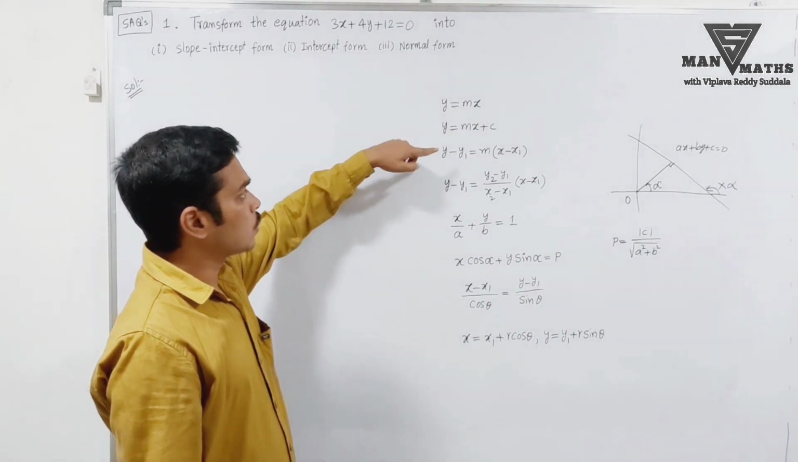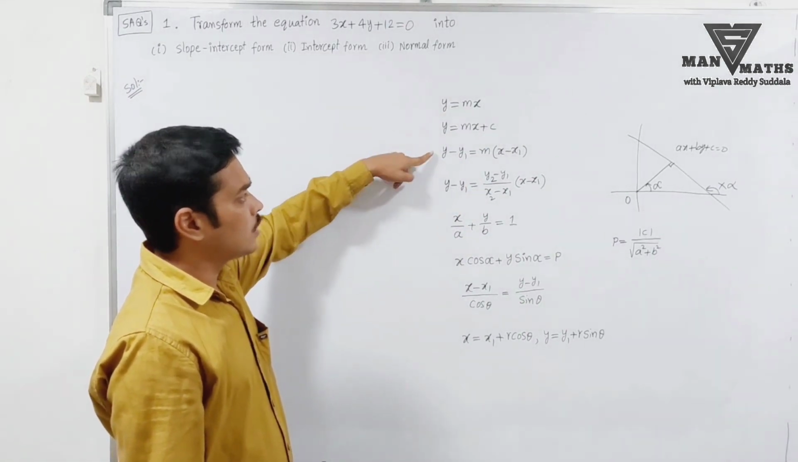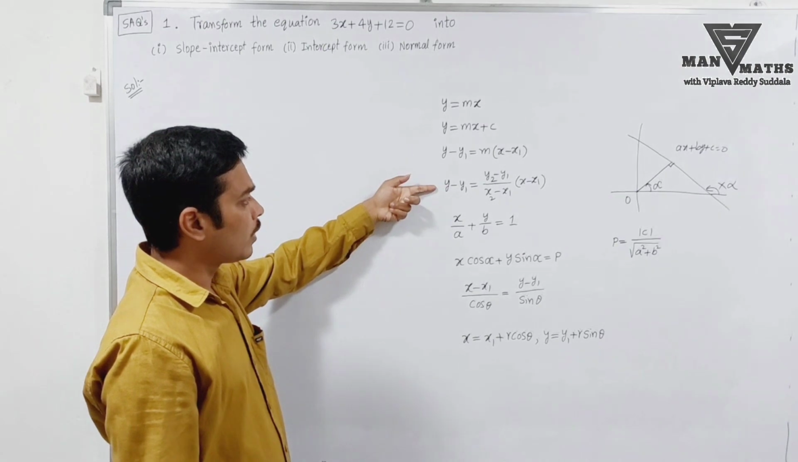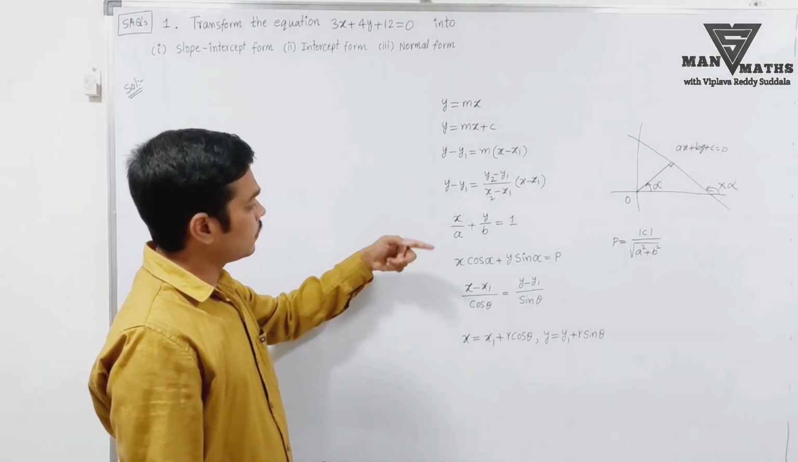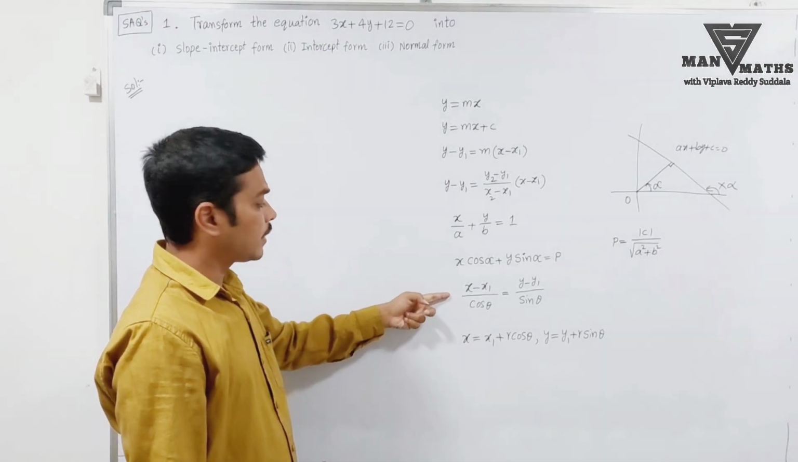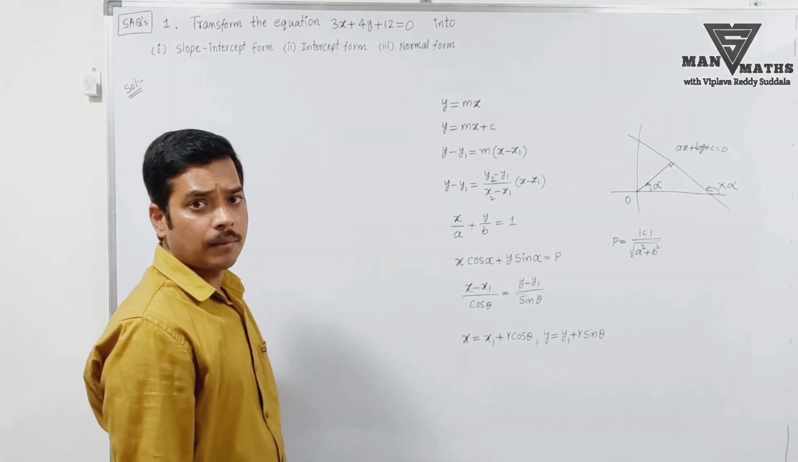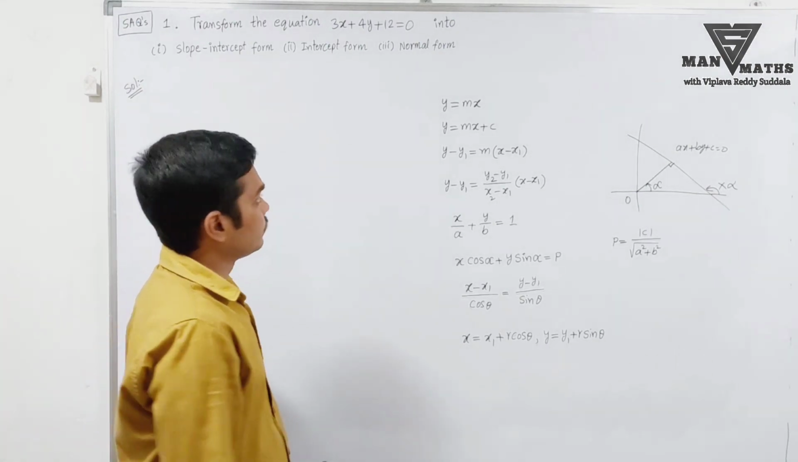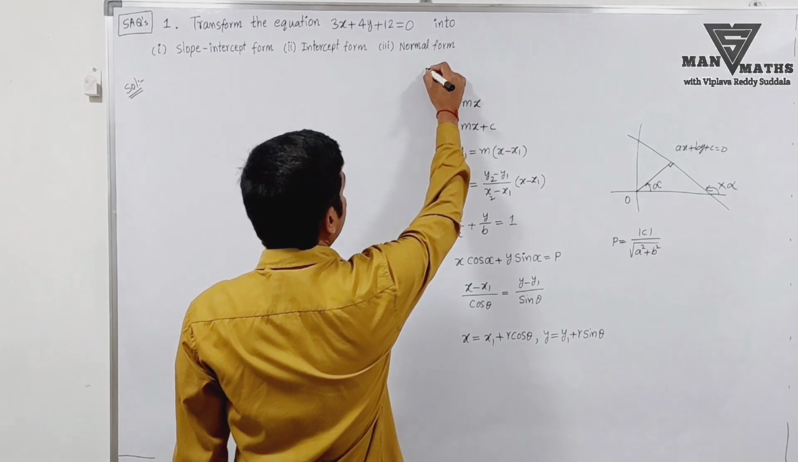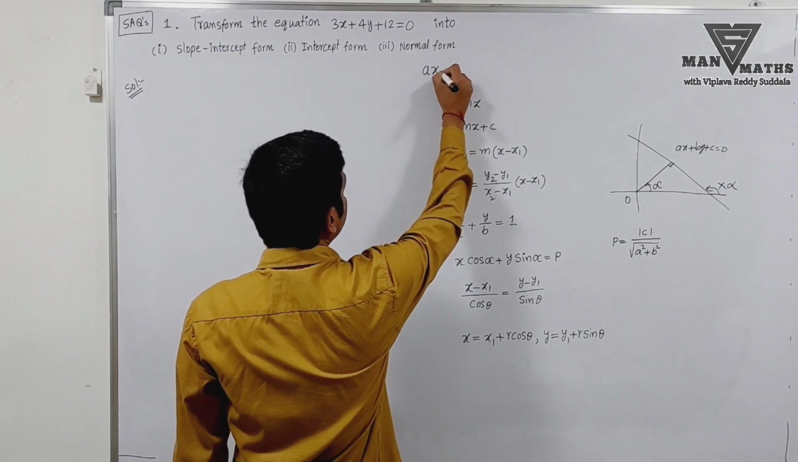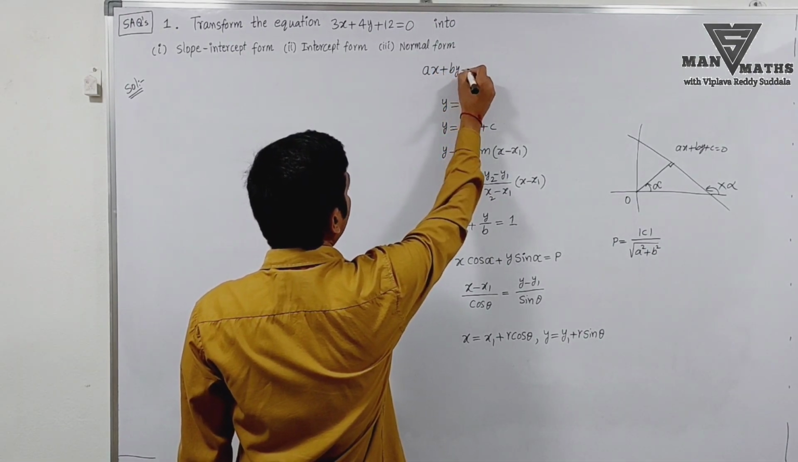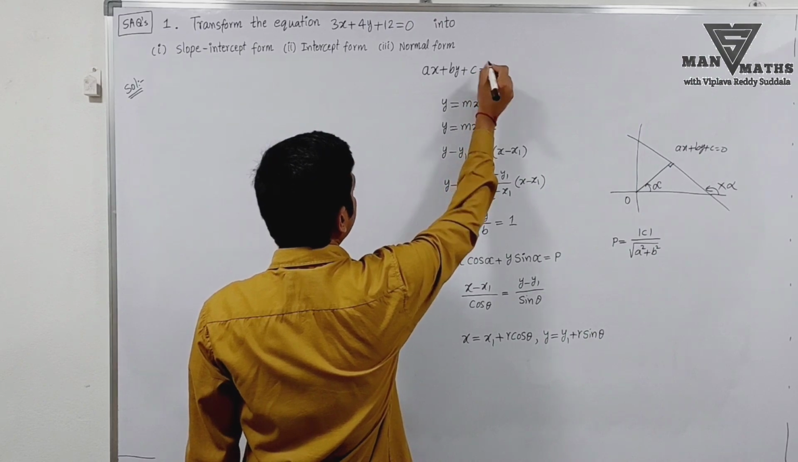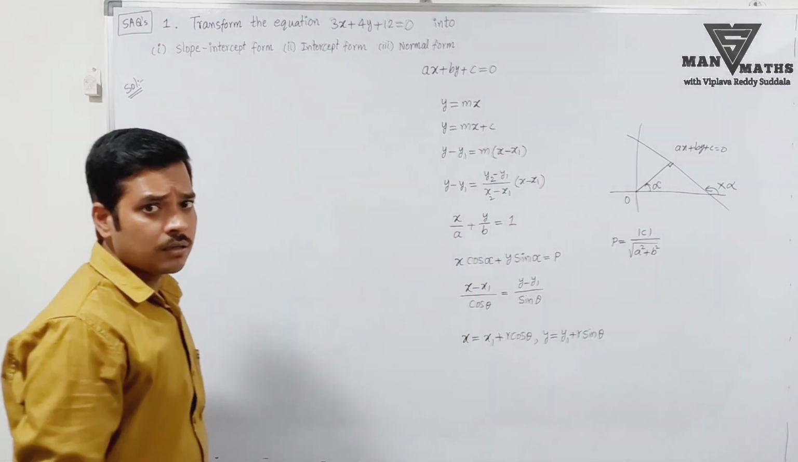Slope form, slope intercept form, slope point form, 2-point form, intercept form, normal form, symmetric form, and parametric equation of a straight line. What is the general equation of a straight line? Ax plus by plus c is equal to 0. This is the general equation of the straight line.